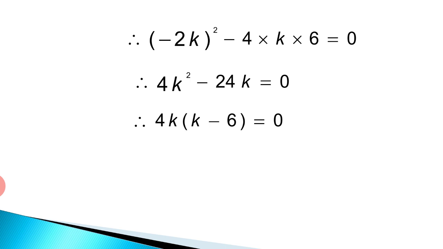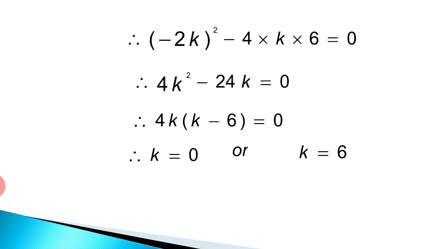Now here there are three factors, 4, k and k minus 6. Out of that, 4 cannot be 0. k can be 0 or k minus 6 can be 0. So we have two possibilities again. First possibility is k is equal to 0, or k minus 6 is equal to 0, so that means k is equal to 6. So again there are two values for k.